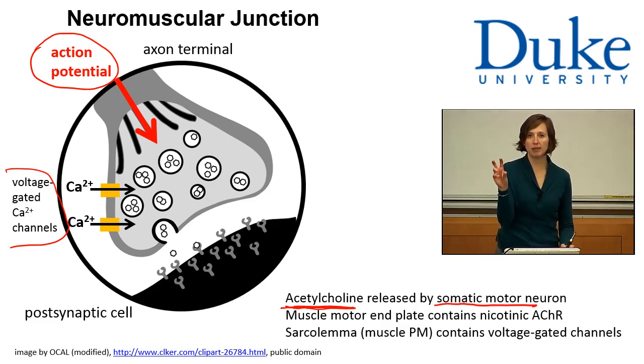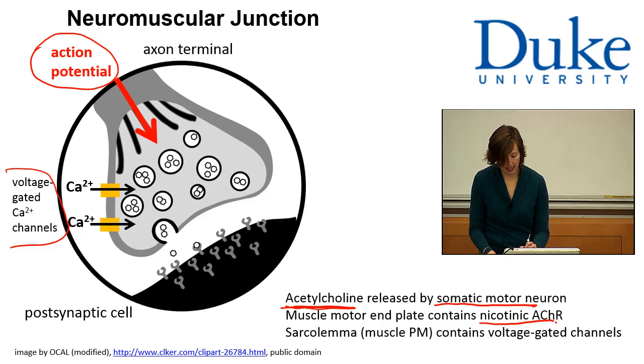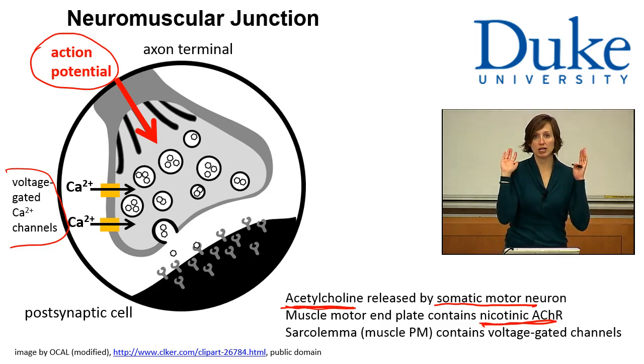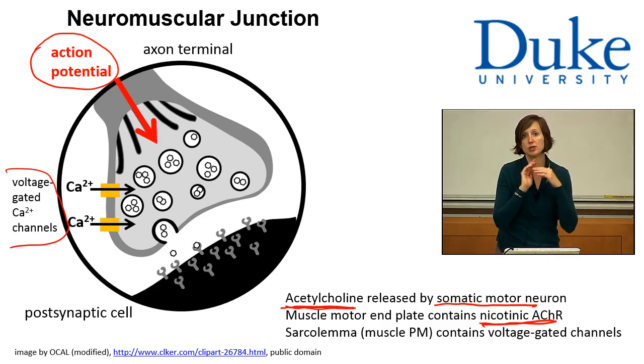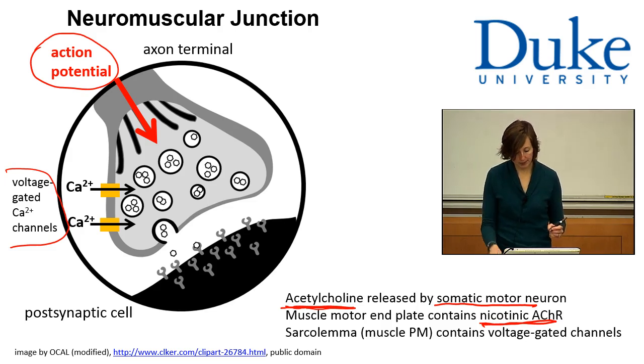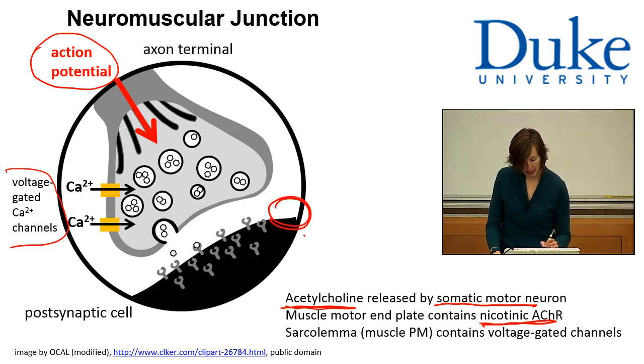So acetylcholine is going to be what's released by all somatic motor neurons. The muscle motor end plate, which is just the portion of the muscle plasma membrane that is at the synapse, is going to contain nicotinic acetylcholine receptors. So these are nicotinic synapses. And we know that nicotinic acetylcholine receptors are going to be acetylcholine-gated sodium channels. So that means that if this neuron fires, it's going to open sodium channels that's going to cause a graded potential.